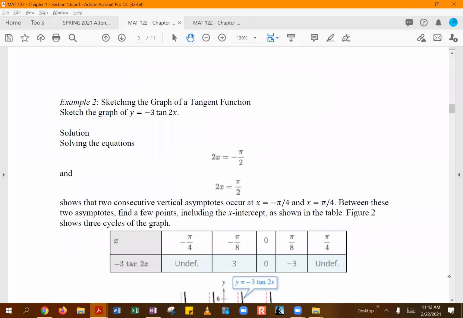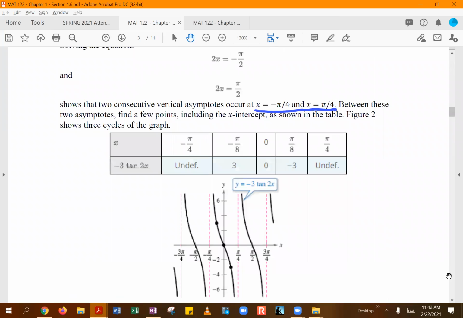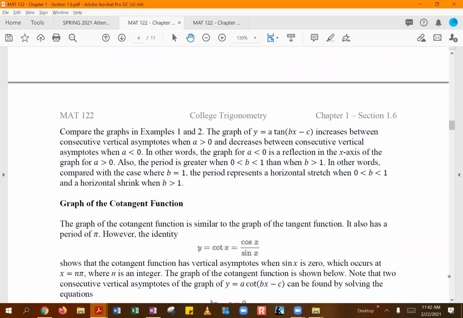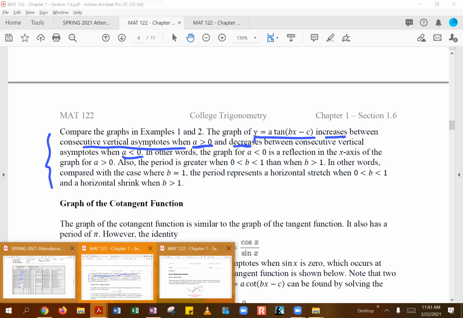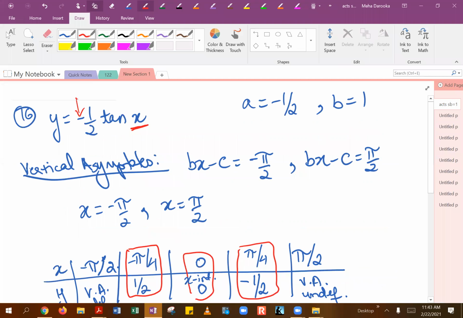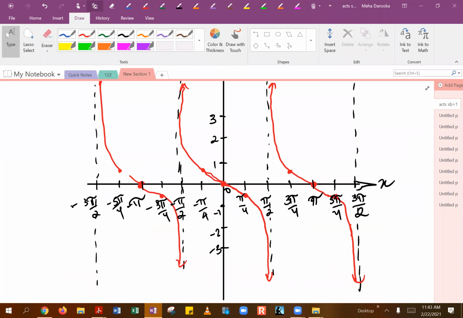So you've got another example to look through over here. Just again, something else to help you out. You can see how that changes your vertical asymptotes, and then you can kind of come up with your graph over here. So this is a paragraph I'm mentioning. We are talking about the graph of your function will increase between your vertical asymptotes if the a value is positive, but it decreases if the a value is negative, and that's what we have. We have a negative a value, so that's why our graph is decreasing.